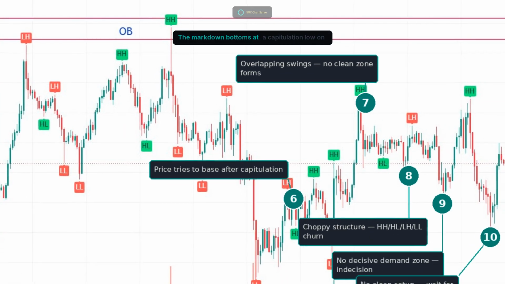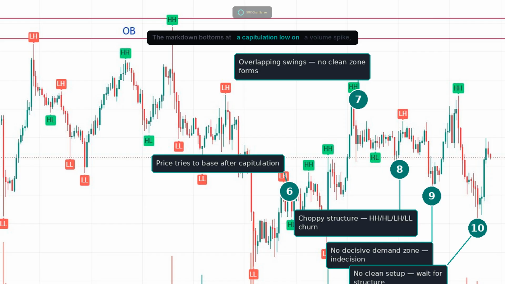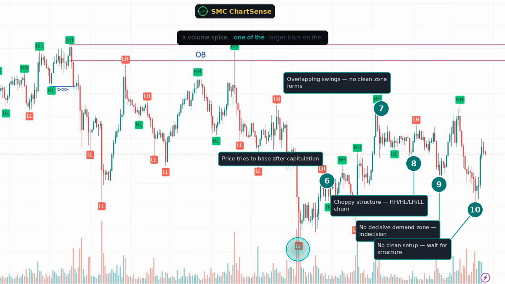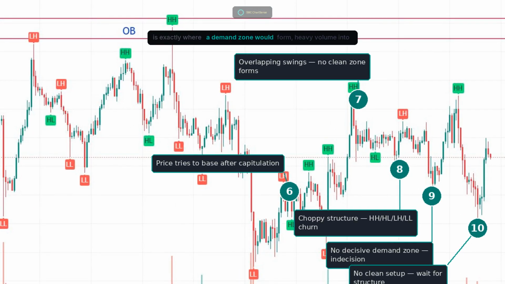The markdown bottoms at a capitulation low on a volume spike, one of the larger bars on the chart. In a clean scenario, this is exactly where a demand zone would form. Heavy volume into a low, absorption, a buyable base. The volume looks like the signature that should precede a clean zone. A reader trained on textbook examples expects a tidy base and a recovery. What comes next is what happens when that expectation isn't met.